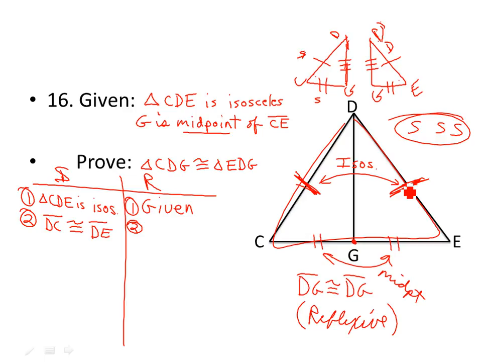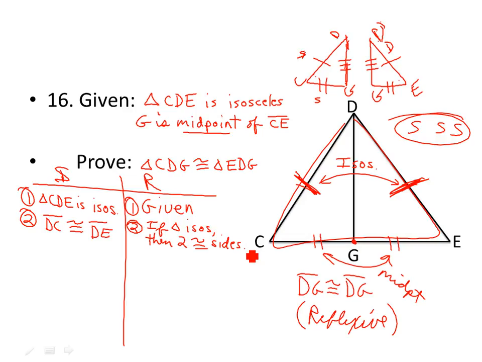Anybody have a guess as to what your reason's going to be? I just said it. If the triangle is isosceles, then what do you know? Two congruent sides. If a triangle is isosceles, then you know it has two congruent sides. If you don't understand my abbreviation in writing, please say something. So if a triangle is isosceles, you know it's got two congruent sides.